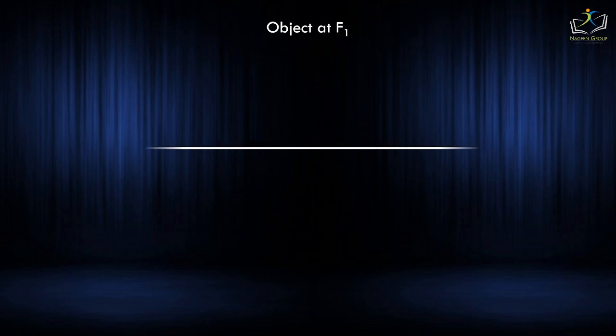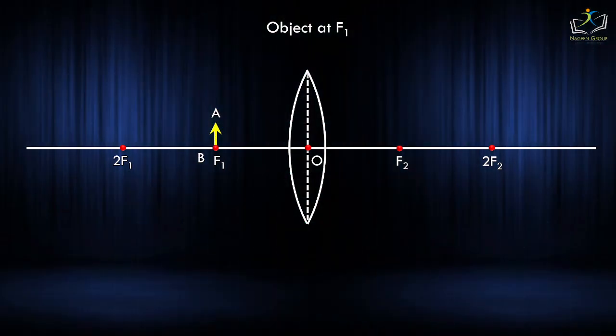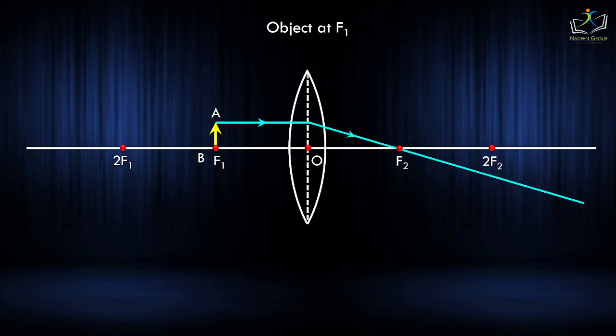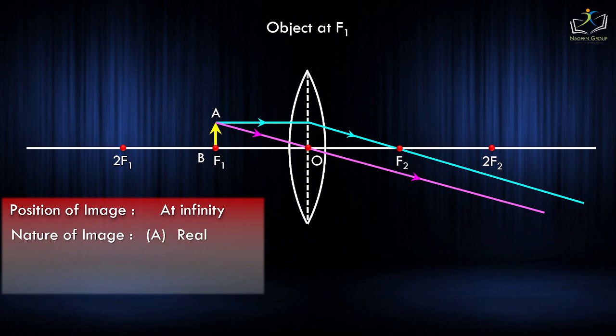Now let's take the object at F1. We are taking our object at F1 now. The line which is parallel to the principal axis will pass through F2. Another ray that is passing through the optical center will pass without changing its direction. Now can you see that they will never intersect? So here at infinity, the nature, you can say real, inverted and a very large image formation will be there.